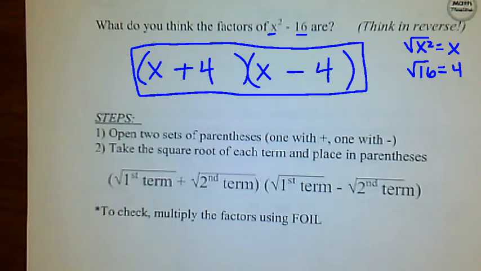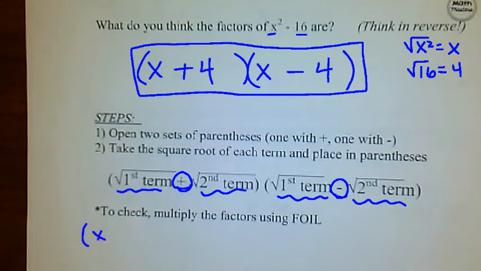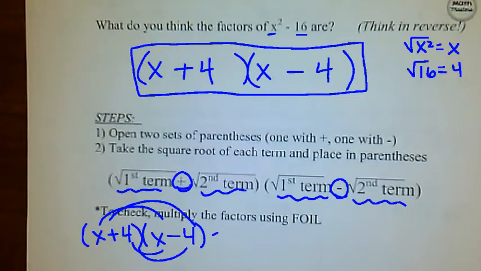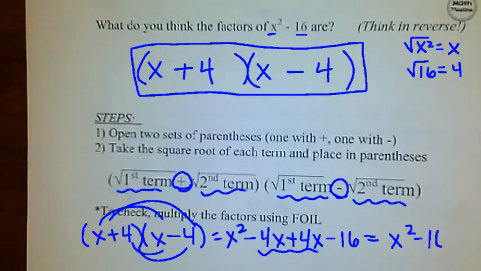To generalize this, we can tell ourselves: the square root of the first term plus the square root of the second term, and then the square root of the first term minus the square root of the second term. To check, of course, we can FOIL. We get x squared minus 4x plus 4x minus 16. Our middle terms cancel out. So x squared minus 16. So that does work.